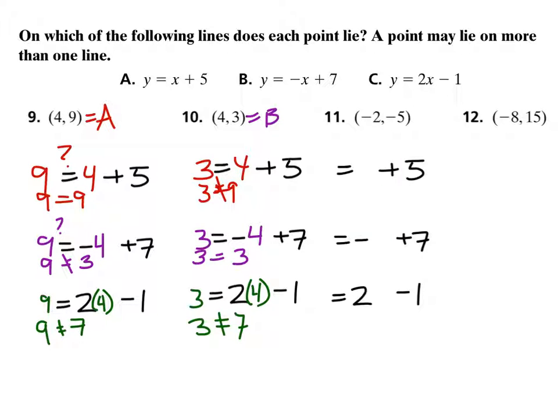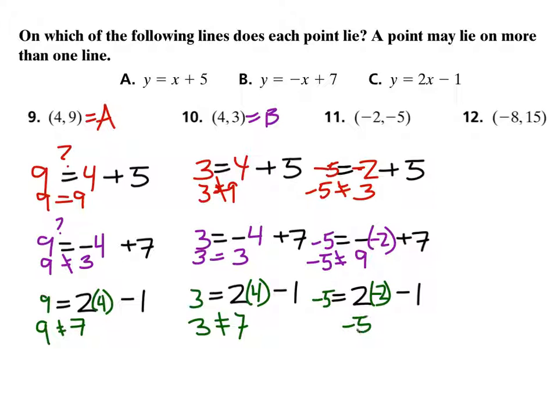So then we'll do the same thing on 11 where x is negative 2 and y is negative 5. So the line A, negative 2 plus 5 would be 3, which does not equal negative 5. So it's not on line A. Line B, negative of negative 2 would be positive 2 plus 7 is 9, which also does not equal negative 5. And negative 2 times 2 is negative 4 minus 1 is negative 5, which does equal negative 5. So this point is on line C.